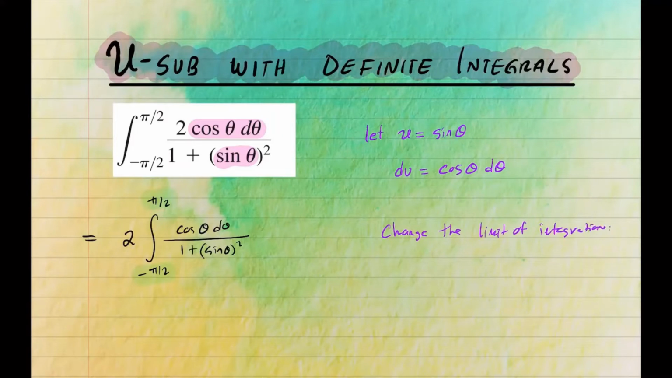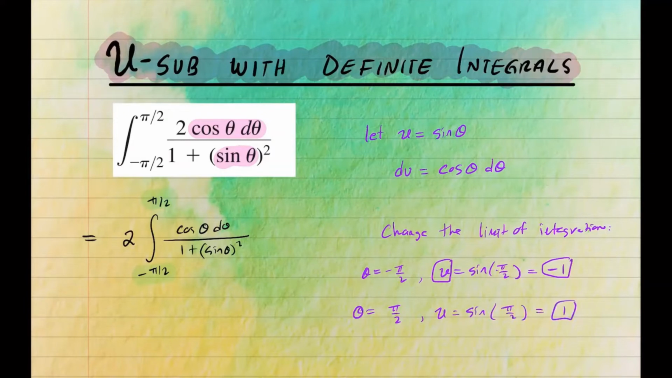So when theta is equal to negative pi over 2, u is going to be sine of negative pi over 2. So I simply plug this in here. That'll give me sine of negative pi over 2, which is negative 1. So the lower limit of integration for u will be negative 1. And then when theta is equal to pi over 2, which is the upper limit for theta, u is going to be sine of pi over 2, which is 1. So these are the new limits of integration if we go along with these substitutions.